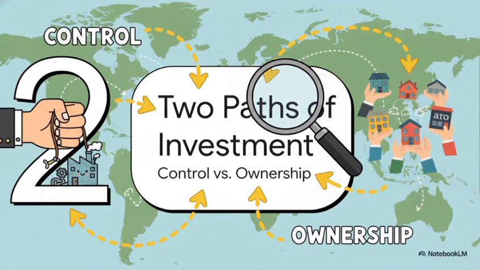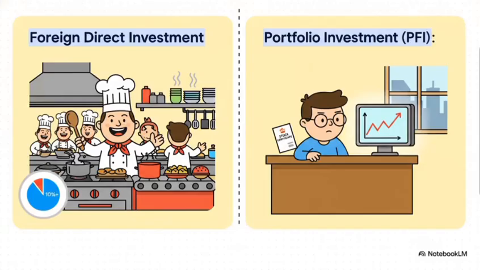But once an investment is actually made, it generally follows one of 2 main paths. And the difference between them? It really all boils down to one simple word: control. On one side, you have what's called foreign direct investment, or FDI for short. This is where an investor takes a pretty big stake. We're talking 10% or more, which gives them real influence, real management control. Think of it like buying a restaurant and then actually running the place.